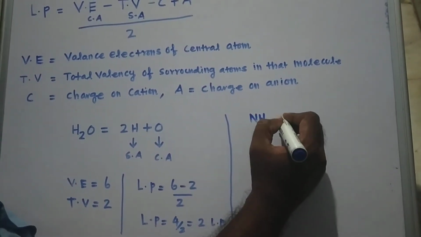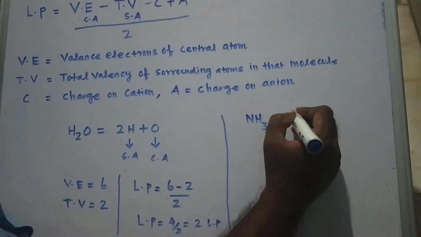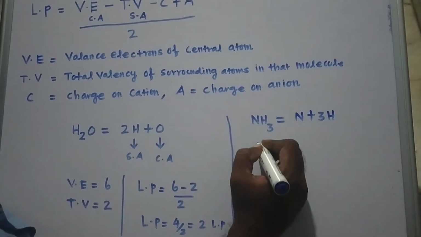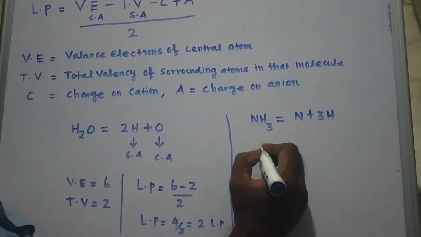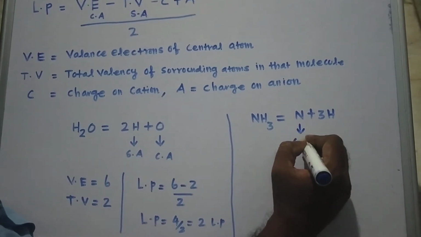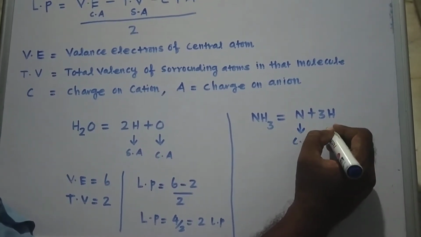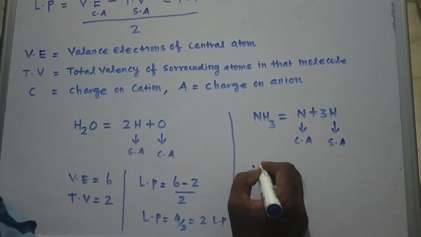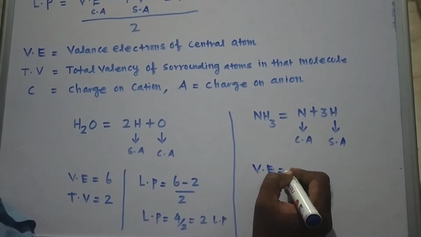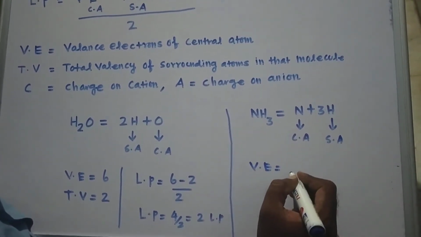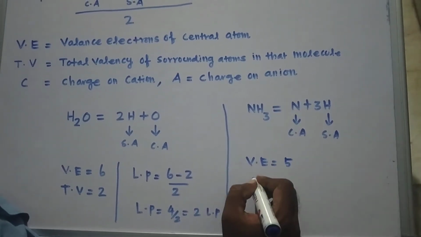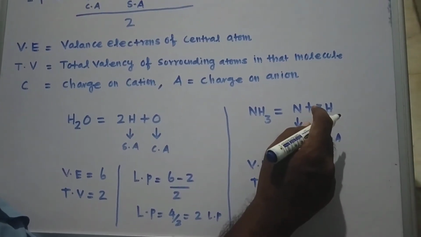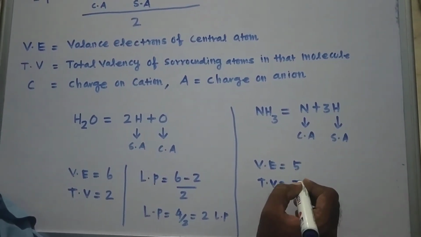NH3 is split up into nitrogen and 3 hydrogen. Here nitrogen acts as the central atom and hydrogen acts as the surrounding atom. Then VE, the valence electrons of the central atom. It's well known that for nitrogen the number of valence electrons is equal to 5. Then TV, the total valency of the surrounding atoms. There are 3 hydrogen atoms. Hydrogen is monovalent in nature, therefore TV is equal to 3.